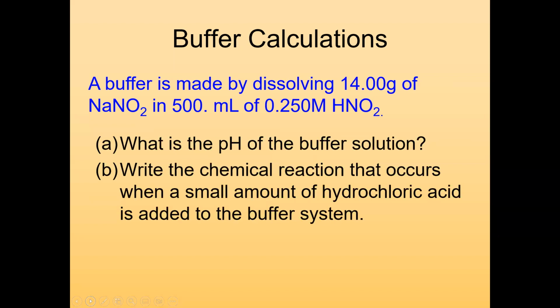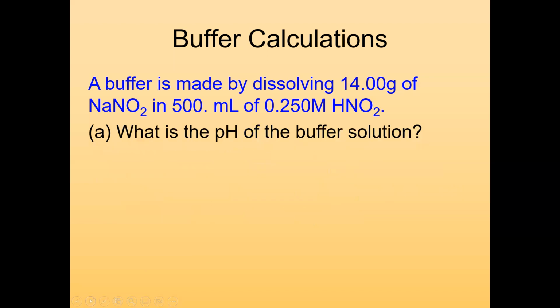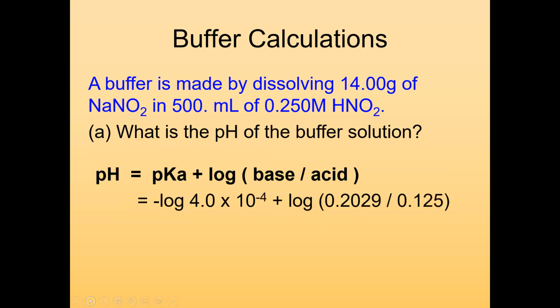To find the pH, we first need our molarities or moles for both sodium nitrite and nitrous acid, because if we have the amount for both, we can plug into Henderson-Hasselbalch. So we can convert grams into moles and molarity and volume into moles, plug into Henderson-Hasselbalch, and get that this buffer would have a pH equal to 3.61.